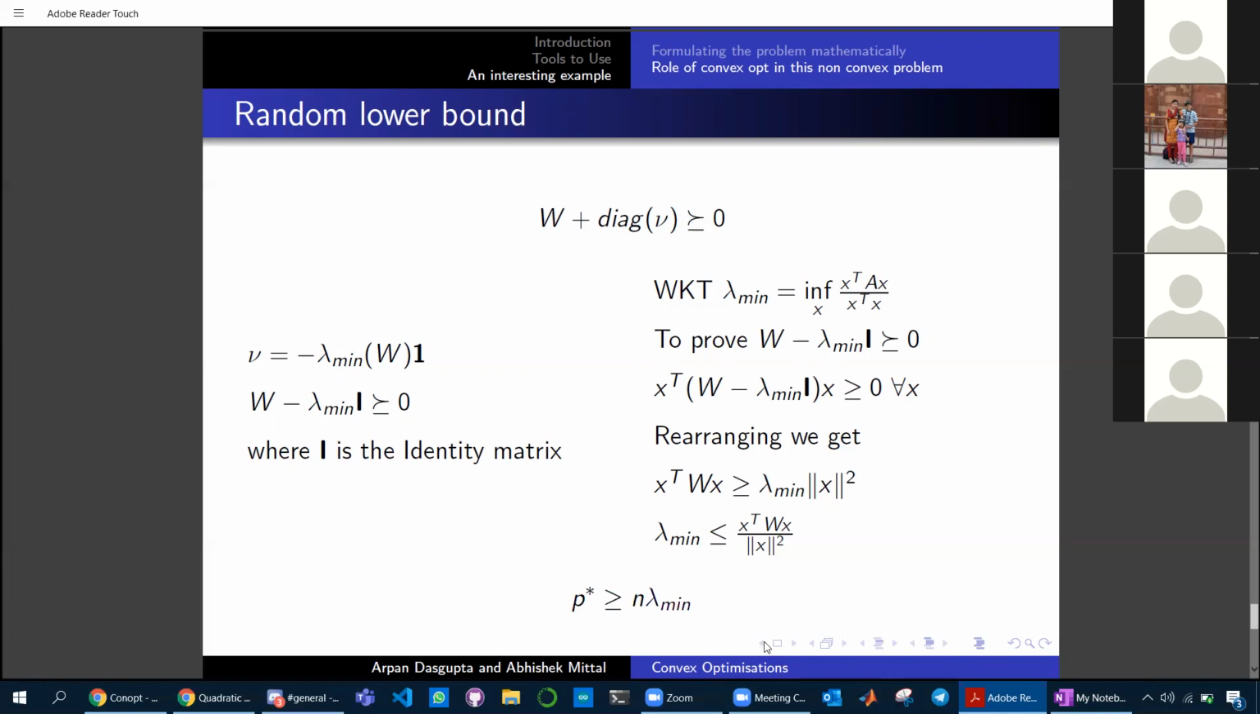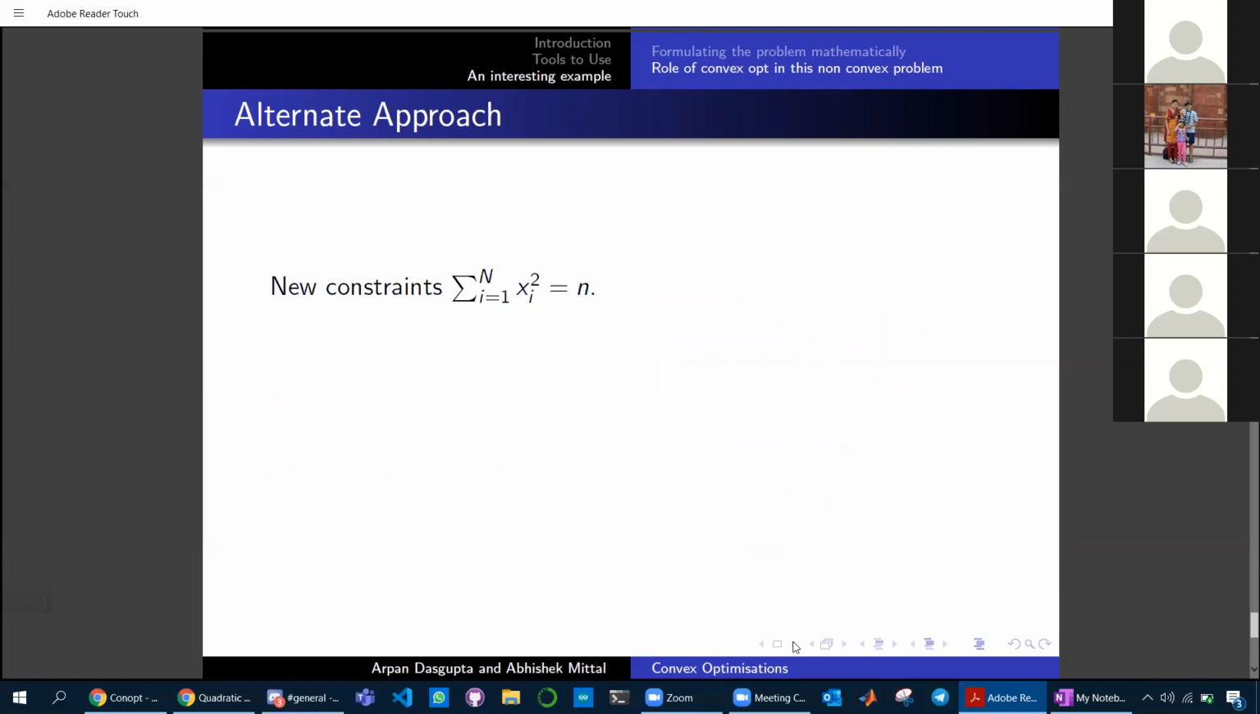So this was the entire point of this seminar. But there is one more thing that I want to share. This was actually a very vague idea that came to my mind, but I still want to share it. What I thought was, if I try to modify my constraints and I write the summation of i equals 1 to n, xi squared equals n, if this has to be satisfied.